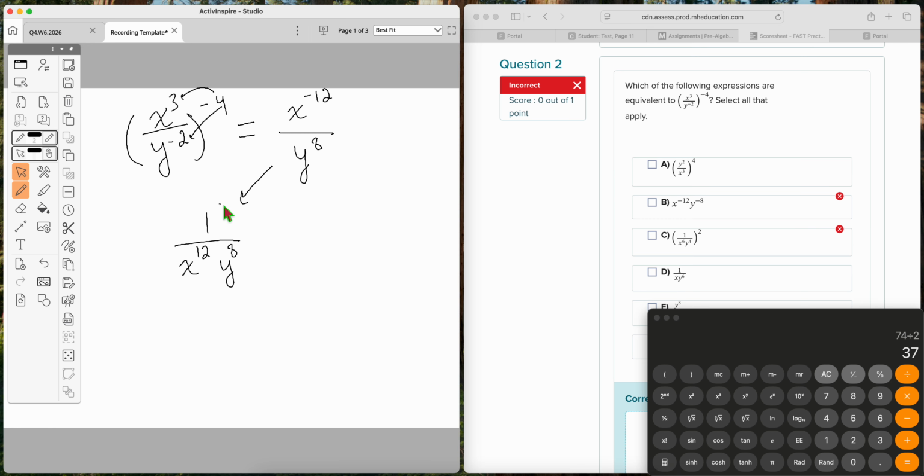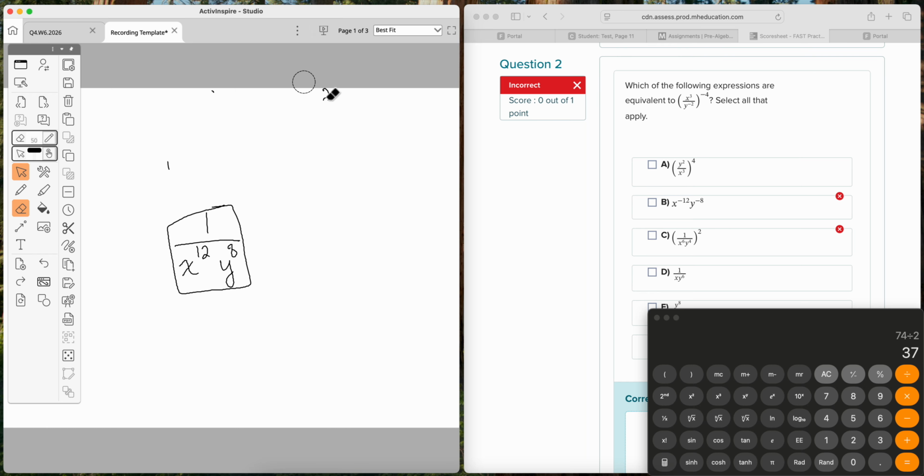So we're trying to figure out which answers are equivalent to this. So we're going to just start simplifying these. I'm going to keep this on the side and erase everything else. Okay, so this is what we're going for.